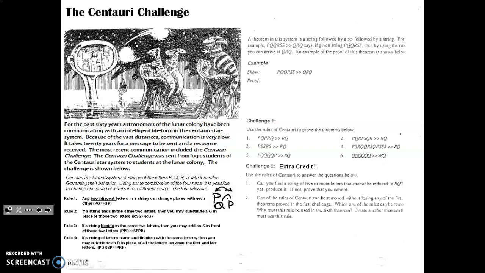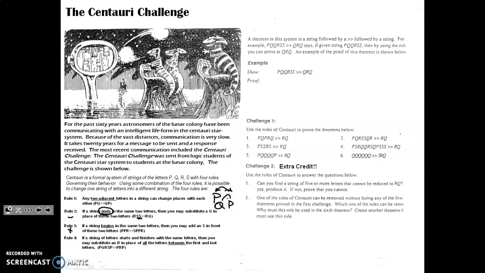Okay. Rule number 2 is an elimination one, where we're going to replace any 2 letters at the end. The big thing there is where it says end, I have it underlined. If it ends in the same 2 letters, then we can replace those 2 letters with a Q.